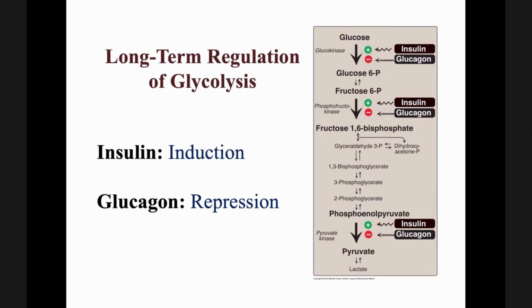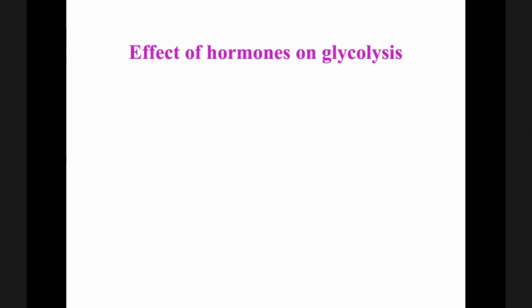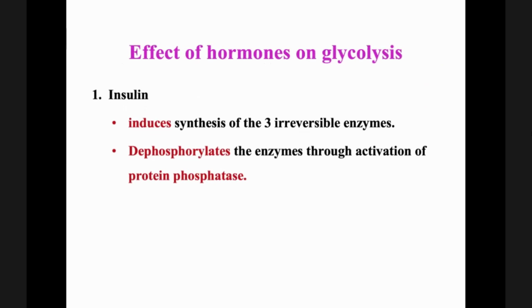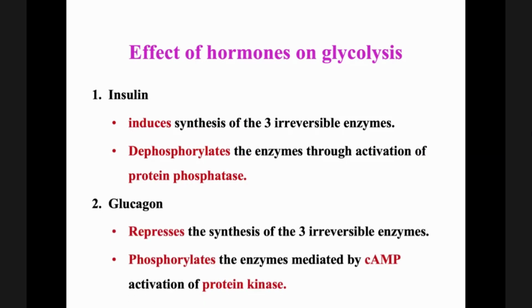So this is also another figure. It says the same: glucokinase is regulated by insulin and glucagon, phosphofructokinase is regulated by insulin and glucagon, and all the irreversible steps in the liver are regulated by insulin and glucagon. The effect of the hormones on the glycolysis: insulin induces the synthesis of the 3 irreversible enzymes and dephosphorylates the enzymes through the activation of protein phosphatase. Glucagon represses the synthesis of the 3 irreversible enzymes and phosphorylates the enzymes, mediated by cAMP activation of protein kinase A.